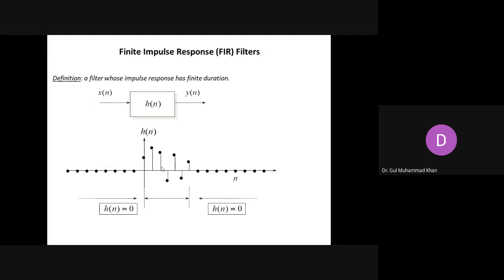Okay, so this is how an FIR usually looks like. I mean, it has a finite number of impulses, and after that it becomes 0.